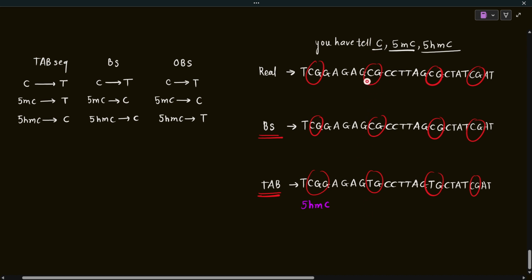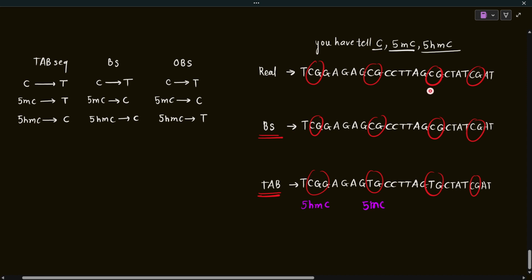Now let's take a look at the second CpG dinucleotide. Here you can see the original C stays undeaminated in the bisulfite sequencing. So it can be either 5-methyl cytosine or 5-hydroxymethyl cytosine. But in TAB sequencing it gets deaminated. Which one gets deaminated in TAB sequencing? The 5-methyl cytosine gets deaminated. That is why this cytosine is 5-methyl cytosine. So this is the methylated cytosine.